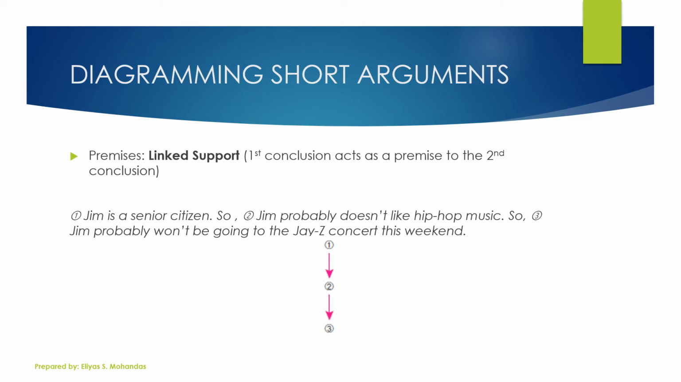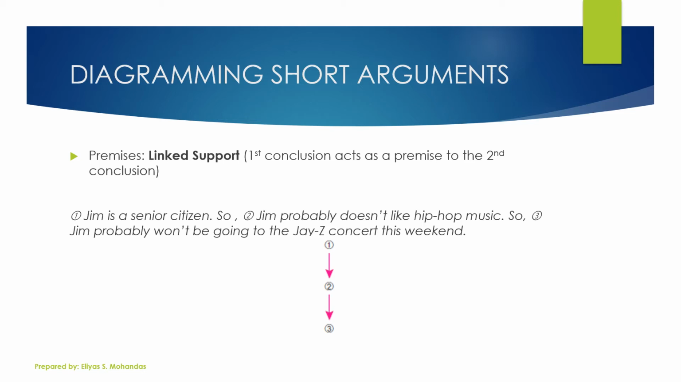Jim is a senior citizen, so Jim probably does not like hip hop. So you have the word so, and as I mentioned to you, after the word so is basically the conclusion. But the third statement also has the word so. So Jim probably won't be going to the Jay-Z concert this weekend. So you have 3 statements here. You know that one functions as a premise and 2 function as the conclusion. But you realize that one of the conclusions functions as the premise to the second conclusion.